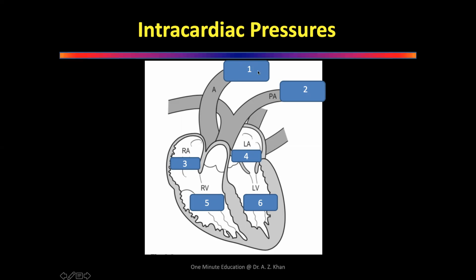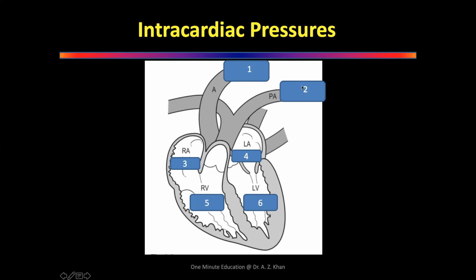No, what is 1? Start with 1. Tell me what is the number there. I want you to tell me the number. One is aorta. Aorta systolic, it goes to 120, and 80 diastolic. Okay, 120 by 80, I agree with you.